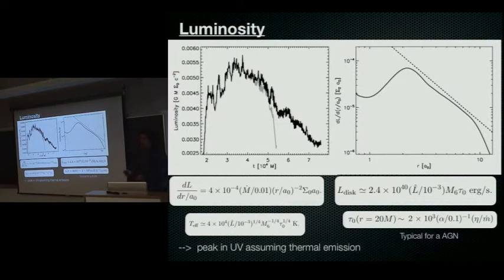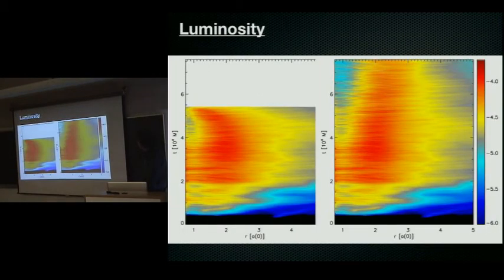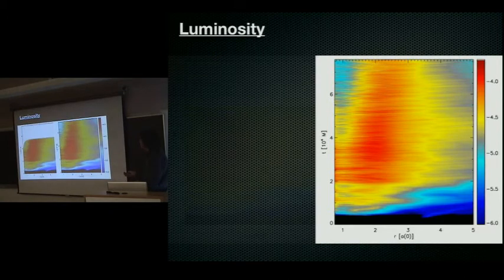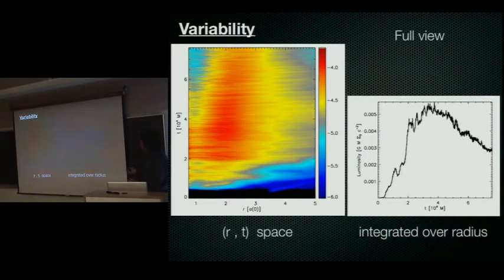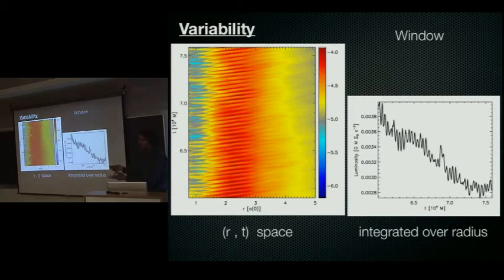And the temperature that you get from the thermal spectrum would be UV, so it would be brightest in the UV. So I wanted to look at, so the luminosity also follows the inspiral. We want to look at the variability. Is there a signal? So this window, this space time diagram, you see these obvious oscillations.